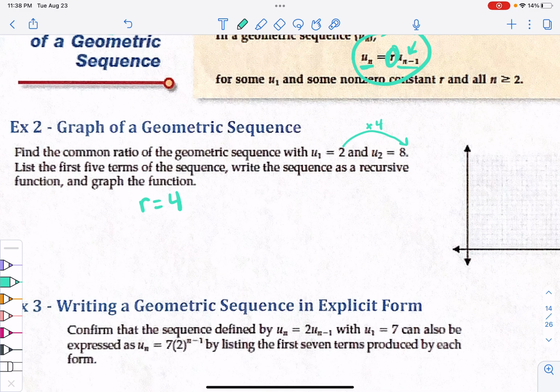It says list the first 5 terms of the sequence and write the sequence as a recursive function. Okay, whew, we got a lot of work to do. U sub 1 is 2, u sub 2 is 8. Okay, u sub 3 is taking that number times 4 again, so that's 32.